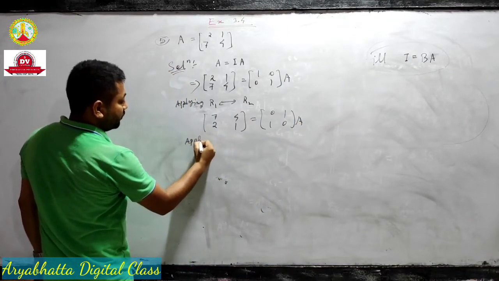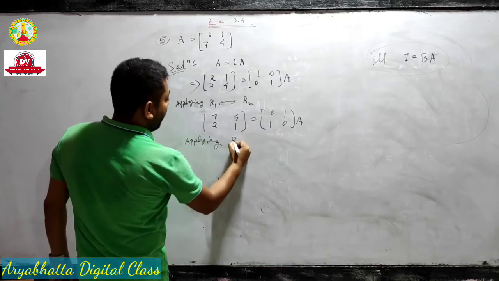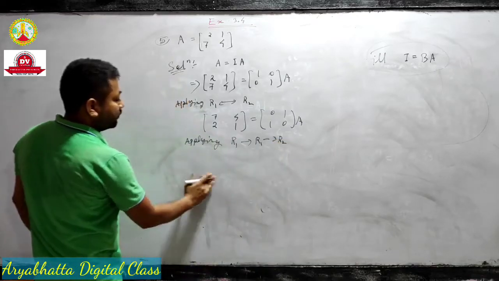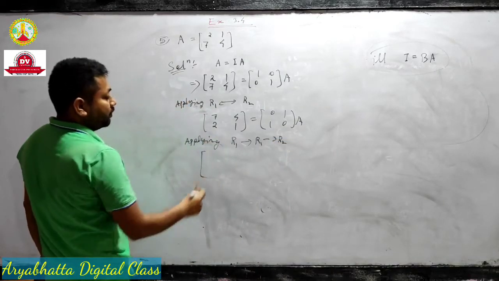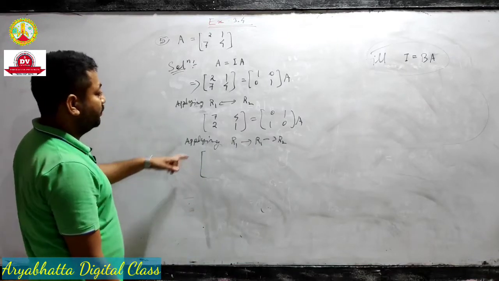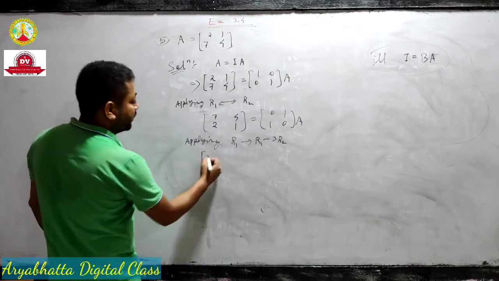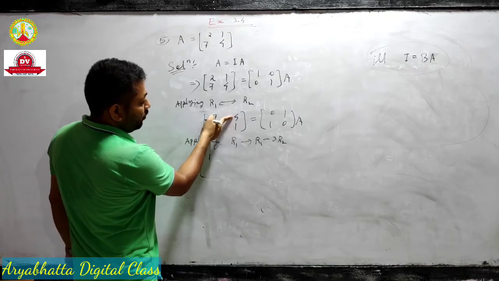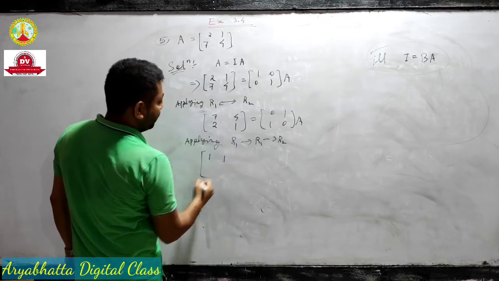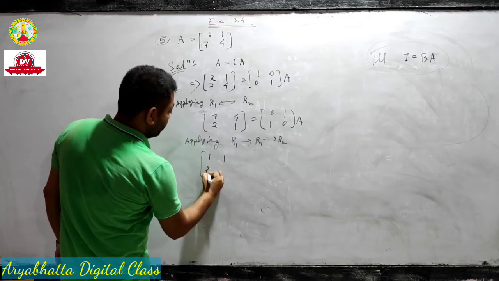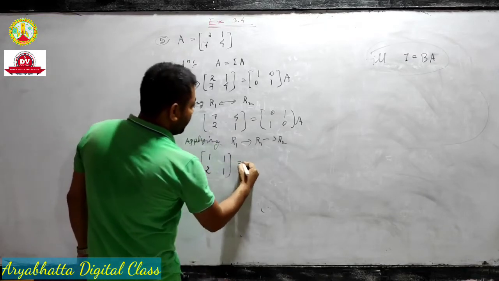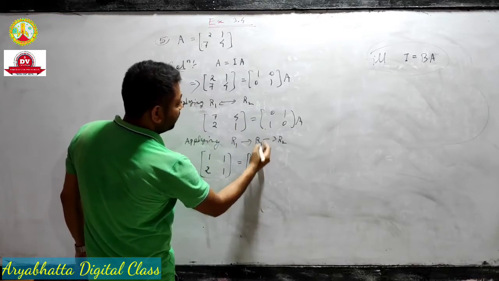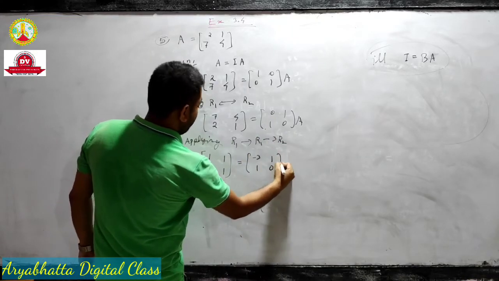Next, applying R1 tends to R1 minus 3 into R2. Then we have 7 minus 3 into 2, 7 minus 6, 1. Next, 4 minus 3 into 1, 4 minus 3, 1. And the second row stays the same, 0 minus 3 into 1, minus 3, 1, 1, 0 into A.